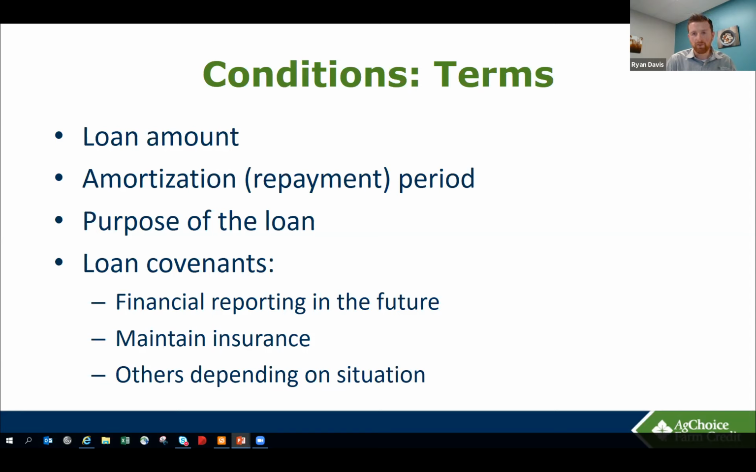You could be tied to the purpose of the loan. Again, if it's, say, a real estate purchase, you may not want to tie that to a piece of equipment or something like that. We can also set loan covenants, such as financial reporting requirements. So the borrower may have to provide financial statements or balance sheets on a yearly basis to us, or maintain certain ratios on an annual basis. They may have to maintain insurance, whether that be on a piece of collateral or maybe even a life insurance policy on one of the owners if they're a key manager in the business. So we really custom tailor loan conditions to the situation and to the type of borrower that we're dealing with.